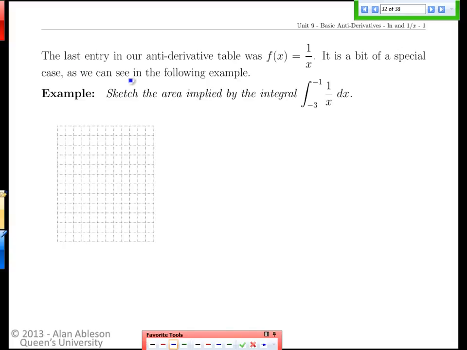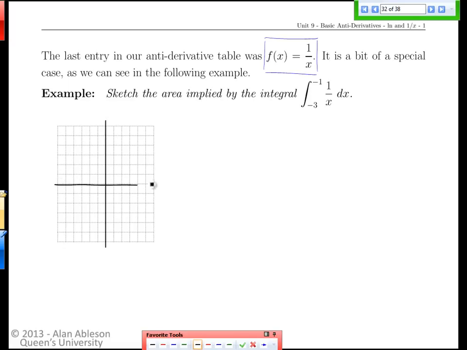We're now going to do a quick study of probably the one antiderivative that has the most wrinkles in it, the simple antiderivative with the most wrinkles. And that's where our function is 1 over x. Let's take a quick look at that in context. Oops. Let's get a straight line here.